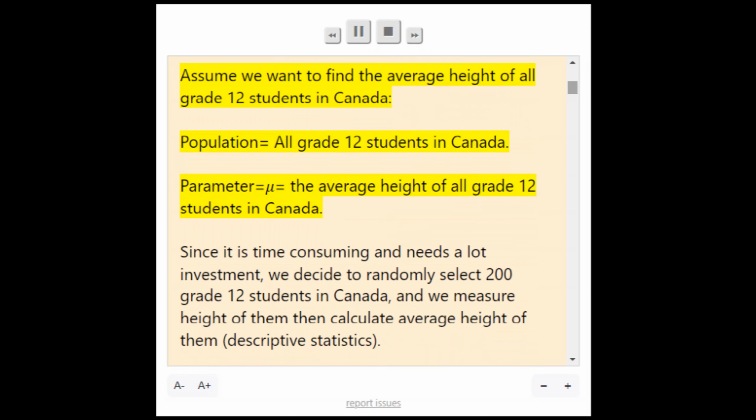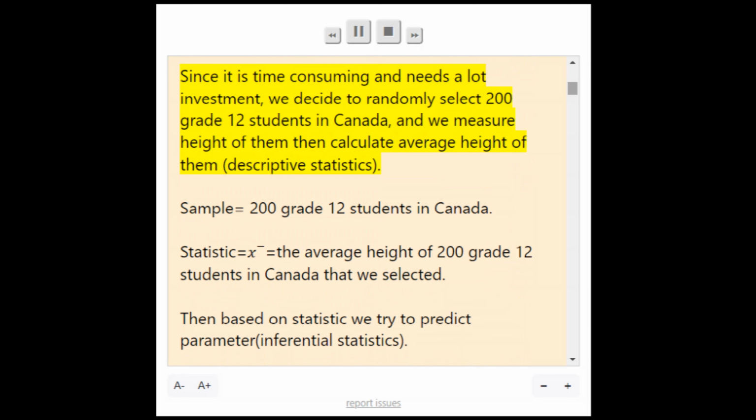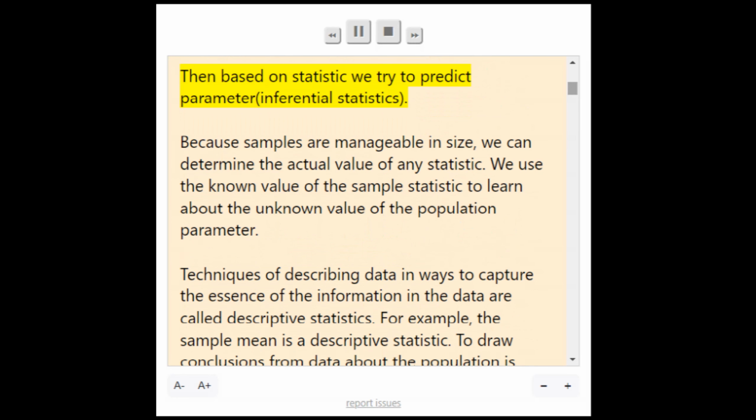Assume we want to find the average height of all grade 12 students in Canada. Population equals all grade 12 students in Canada. Parameter equals the average height of all grade 12 students in Canada. Since it is time consuming and needs a lot of investment, we decide to randomly select 200 grade 12 students in Canada, measure their height, then calculate the average height, descriptive statistics. Sample equals 200 grade 12 students in Canada. Statistic equals the average height of the 200 grade 12 students in Canada that we selected. Then based on the statistic we try to predict the parameter, inferential statistics.